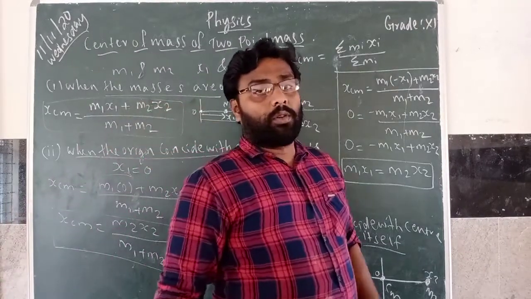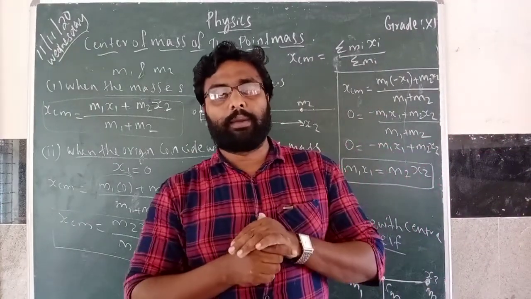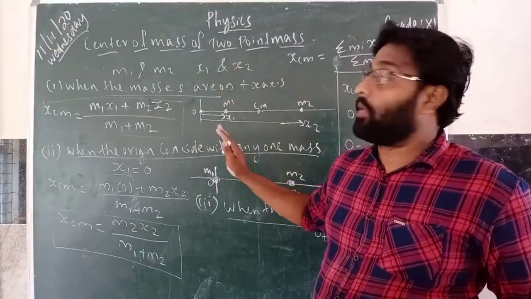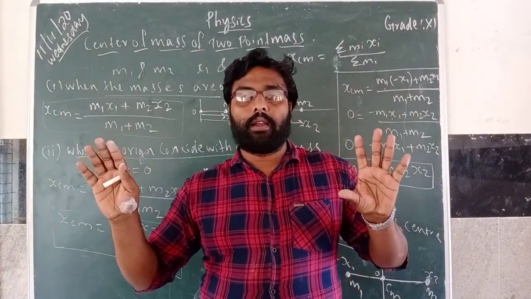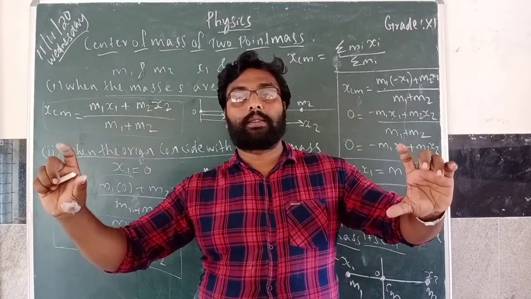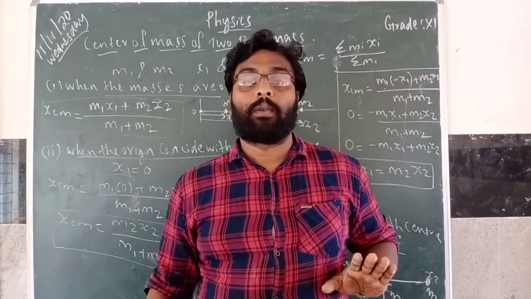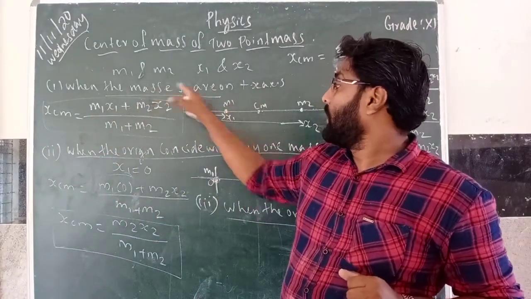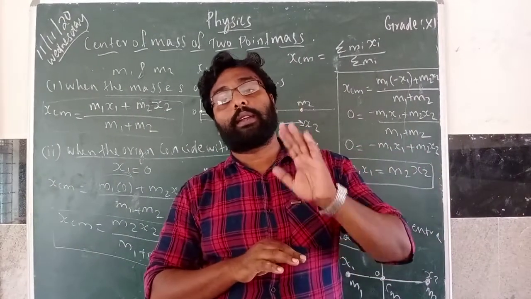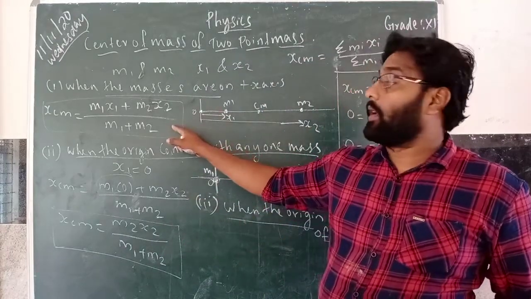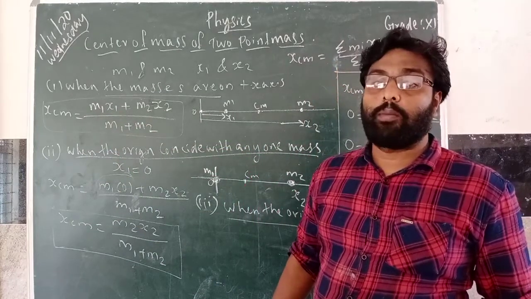So listen here. This is one important question. You can learn this 3-mark question. And this formula is very, very important. You see the center of mass of 2-point mass. Two point masses are kept at two positions on the x coordinate system, then you find the center of mass using the center of mass equation. There are 3 ways. First case, when the masses are on the positive x-axis at positions x1 and x2, you use xcm is equal to m1 x1 plus m2 x2 divided by m1 plus m2.